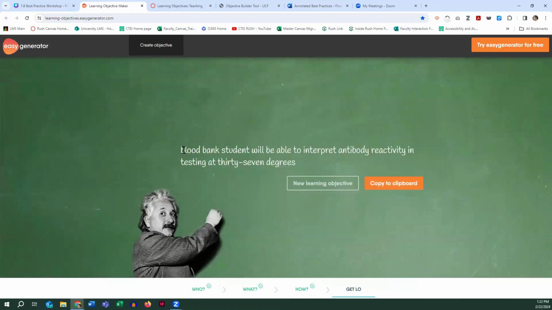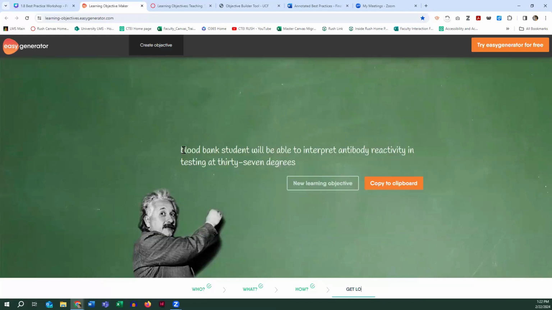I thought that's all for this learning objective. It's a good place to start. It may not be what you're after, but at least it sort of walks you through the steps. We have a blood bank student. You might qualify that by saying a first year, second year, whatever. And again, this might not be something you're going to put in your course because the audience is implied. But you may say they'll be able to interpret antibody reactivity in testing at 37 degrees.